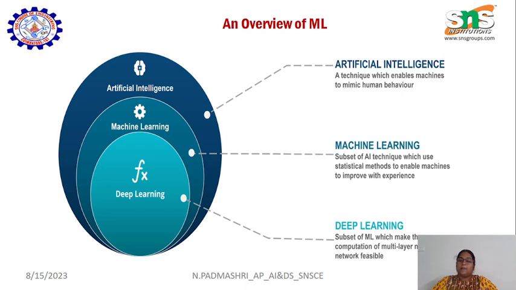This is an overview of machine learning. The diagram which we are seeing is deep learning. Deep learning is a subset of machine learning, and machine learning is a subset of artificial intelligence. So, machine learning is derived from artificial intelligence. Artificial intelligence is a technique which enables the machine to mimic humans, and machine learning, as we already discussed, is a subset of artificial intelligence that uses statistical methods to enable the machine to improve with experience. Deep learning is a subset of machine learning which makes the computation of multi-layer neural networks feasible. In this overview, we are going to focus only on the center part, machine learning, which is derived from artificial intelligence.